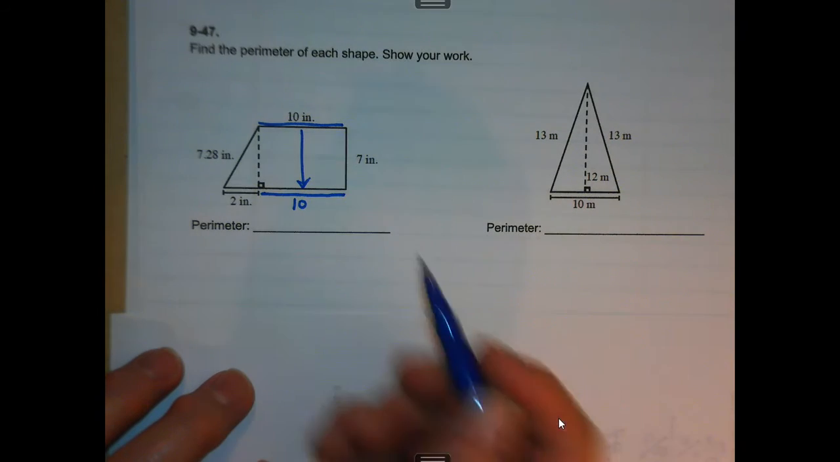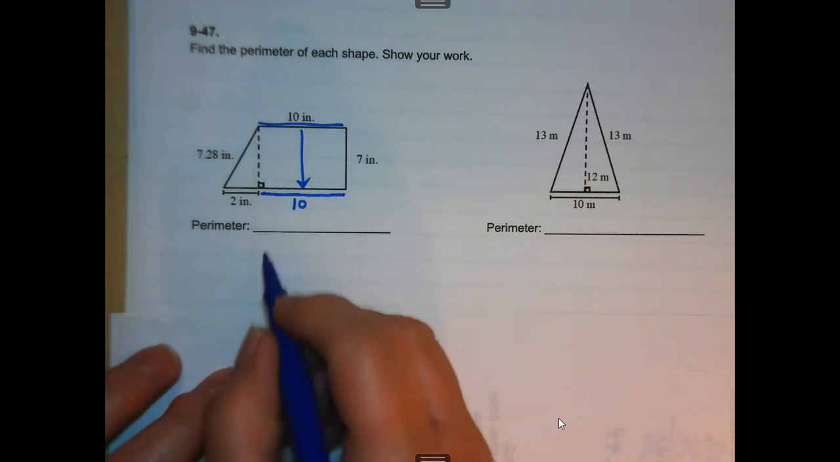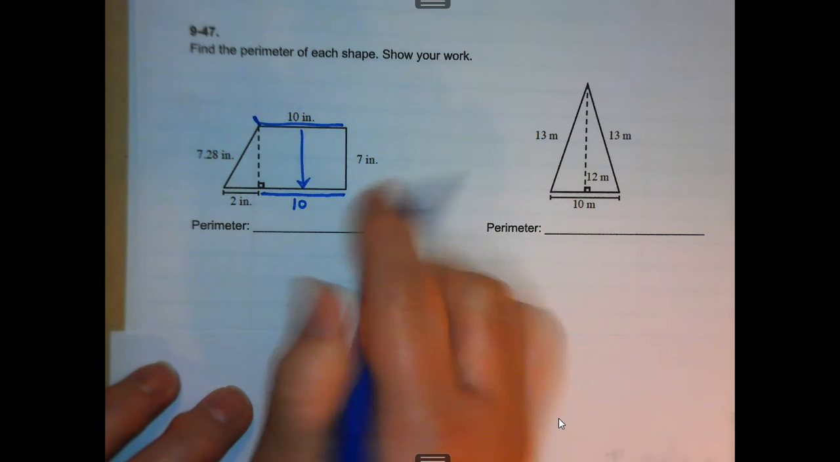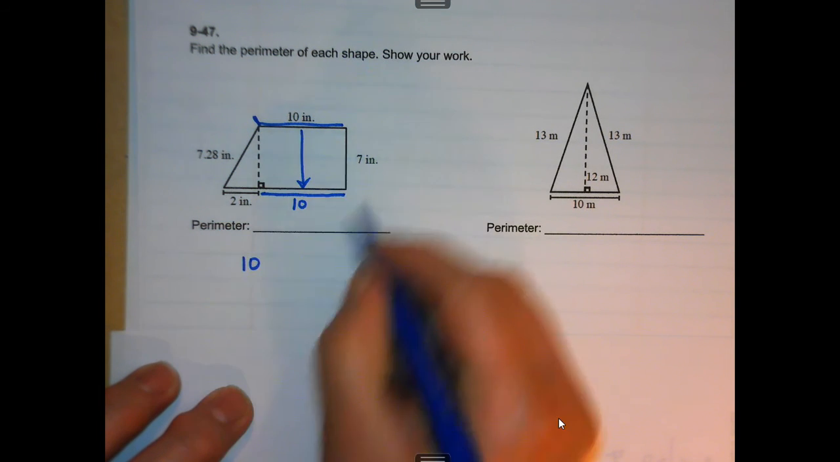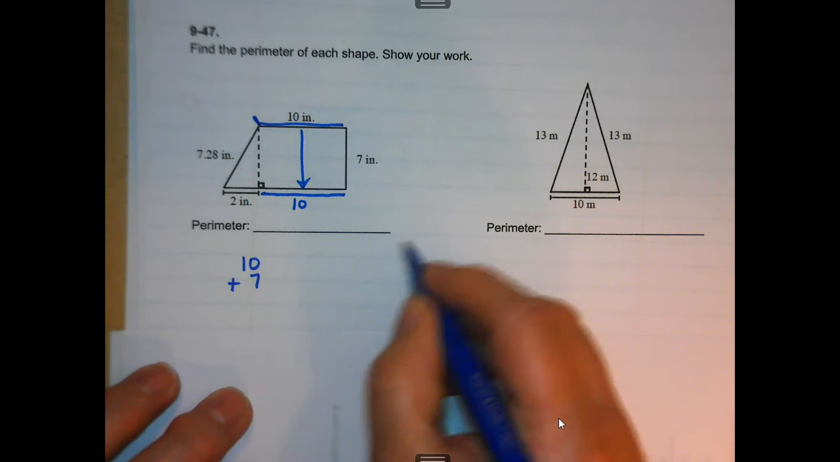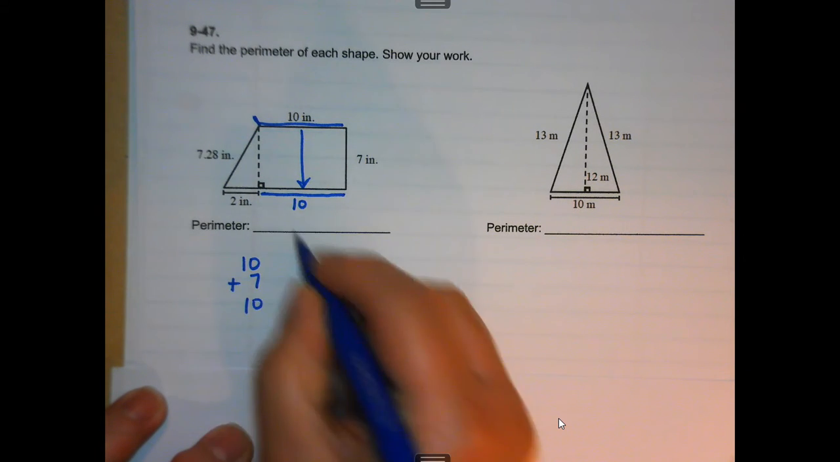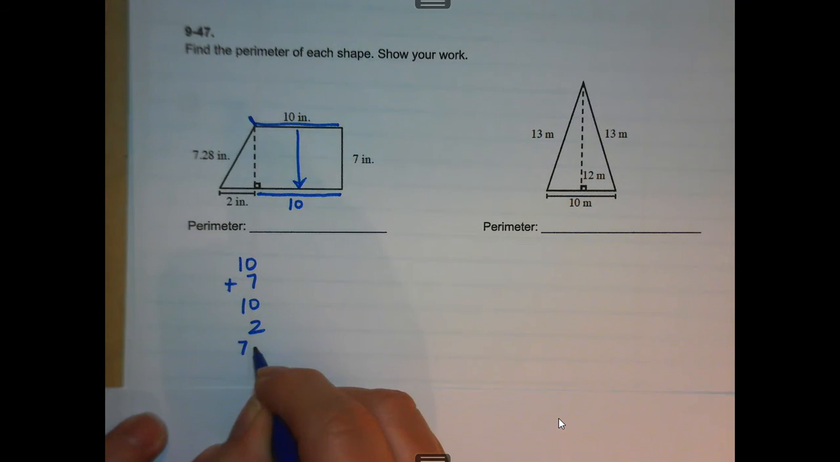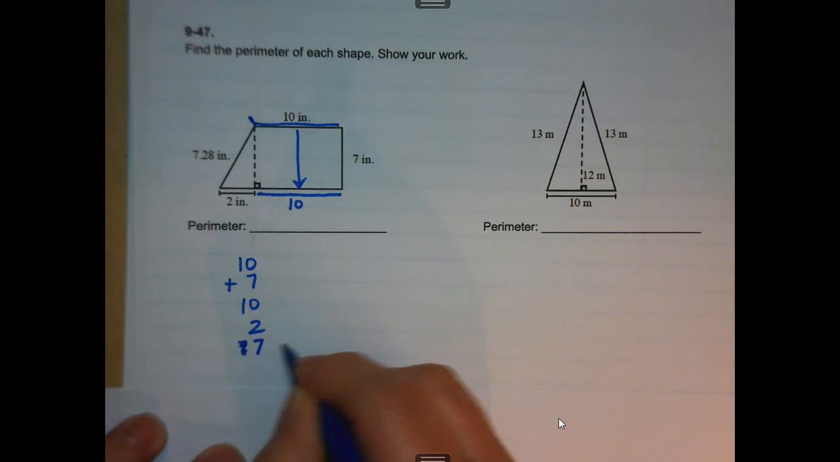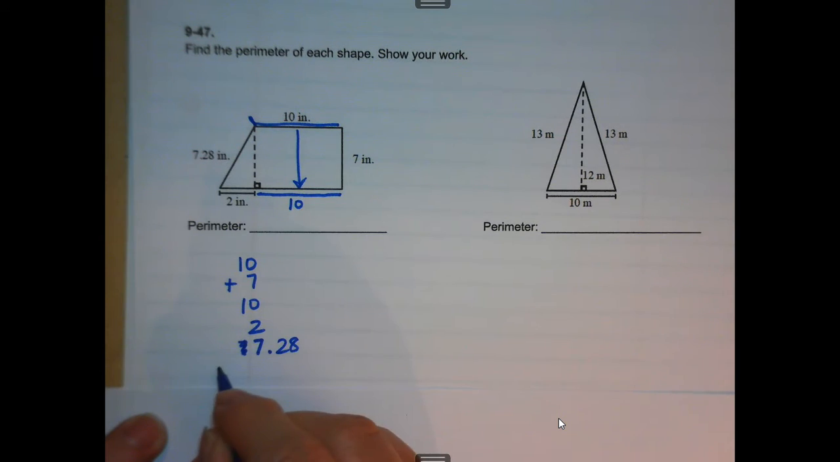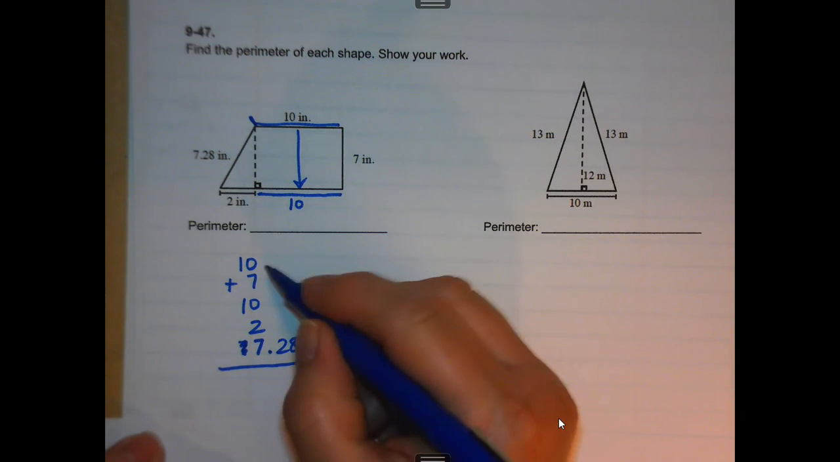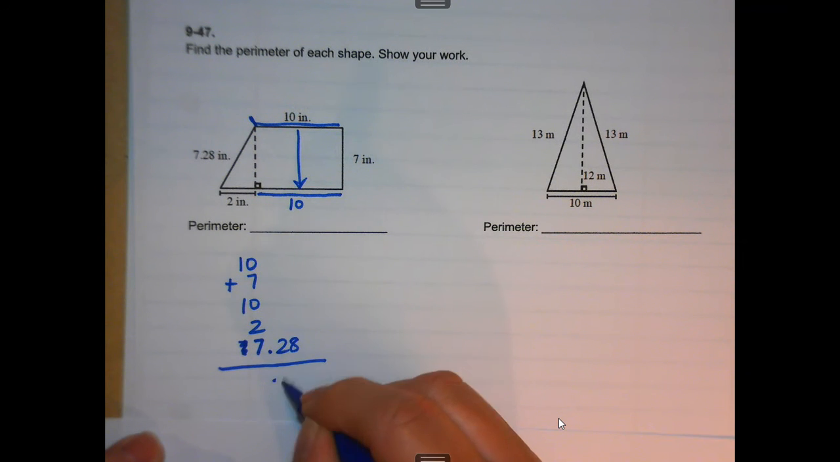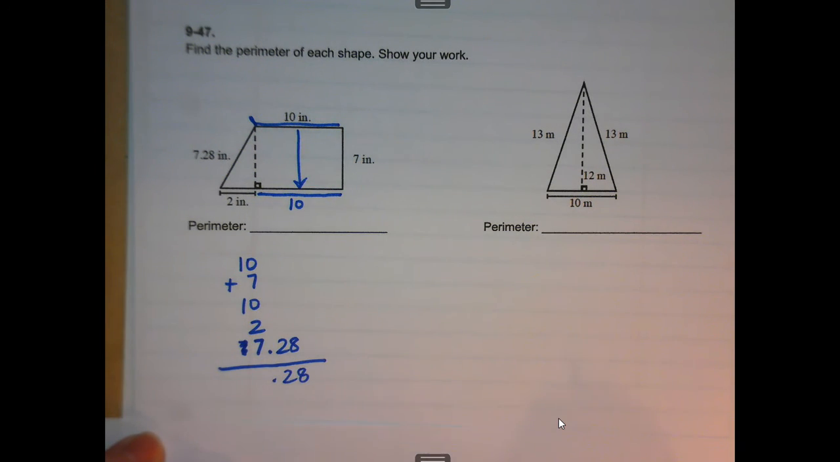And let's go ahead and pull all these numbers from up above. We are going to start with this corner, 10 plus 7 plus 10 plus 2. And our last number to add is 7 and 28 hundredths. All right, so there's no decimals over there, so we can take this right down all by itself. And remember, this is just a scribble scratch mistake that I made.